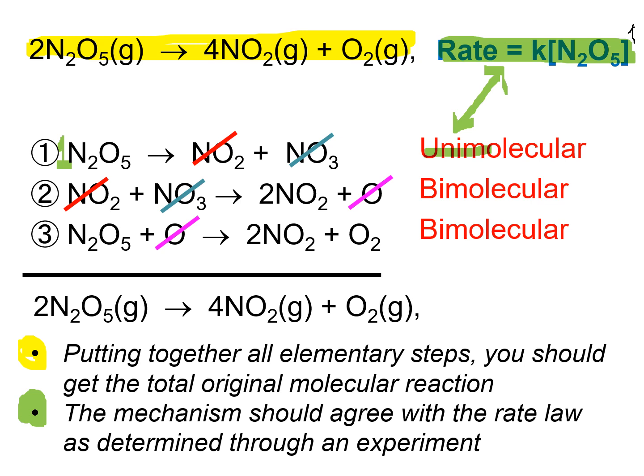If we are wondering about molecularity, then the first reaction is going to be unimolecular because there is only one molecule involved. The second one is bimolecular because it implies the collision between 2 molecules, NO2 and NO3. The third step is bimolecular too because it's also about the collision between N2O5 and oxygen.